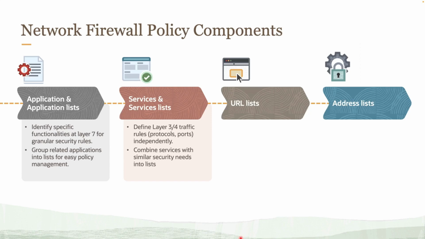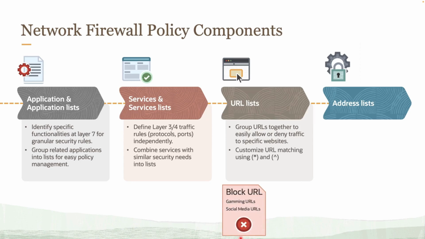So basically, you create applications and services and then add them to the list. This list will then be used as one of the criteria for your rule actions. Additionally, we can control traffic to a set of URLs using a URL list. For example, we might want to limit access to gaming and social media websites while allowing educational sites.